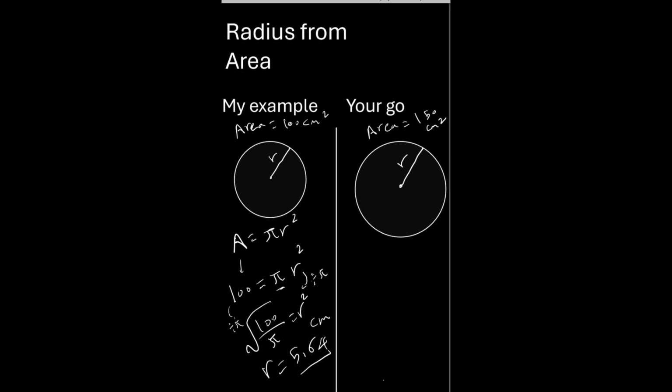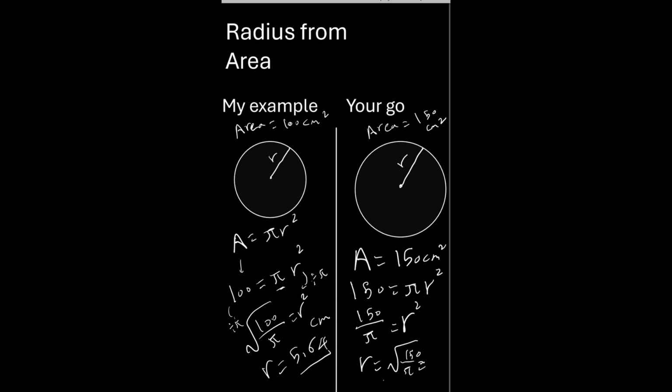Okay, so hopefully you had a chance to go through that question. So the area here is 150 centimeters squared. So 150 is pi r squared. Now to get r, we need to put it on one side on its own. So r squared is 150 divided by pi. Now I don't like to divide and then get the square root. I like to get the square root to avoid any premature rounding, so the square root of 150 over pi.